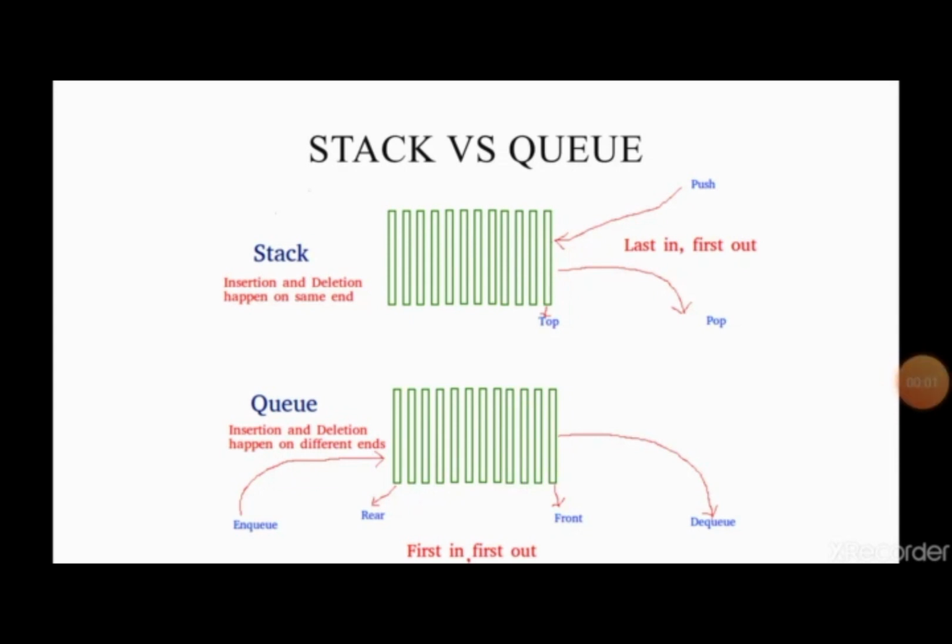Now if you remember the operations of array list, we performed about 12 to 13 operations like insert at end, insert at start, delete from end, delete from start, insert after specific value, insert before specific value, delete after specific value, delete before specific value, etc.